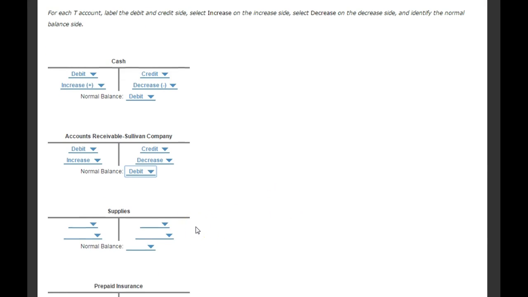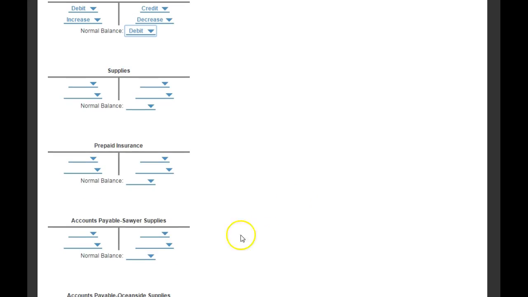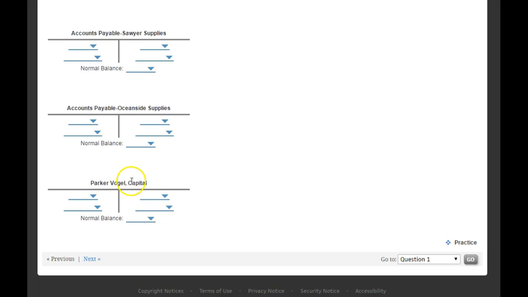Supplies, be thinking about what are supplies and where would supplies be classified? Prepaid insurance, be thinking about where we would classify prepaid insurance. Our accounts payable, we're having to pay money to Sawyer Supplies at some future point in time. And Parker Vogel, Capital, remember those capital accounts are always tied into owner's equity.